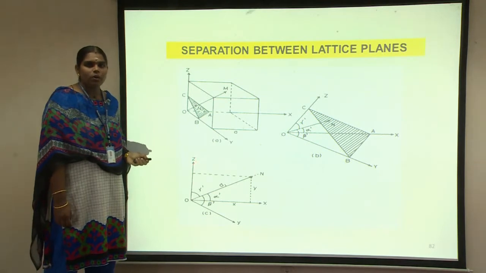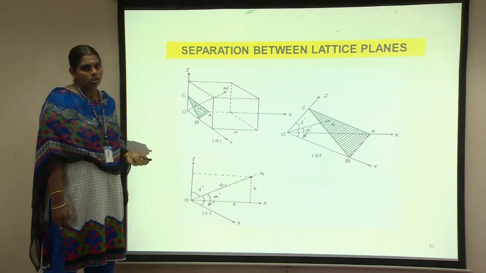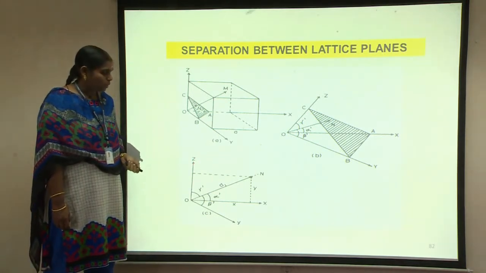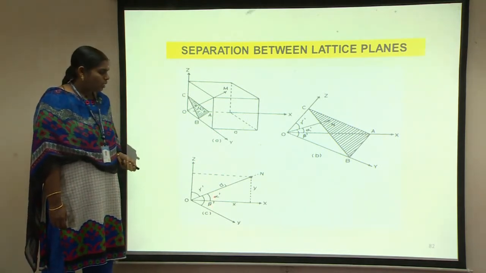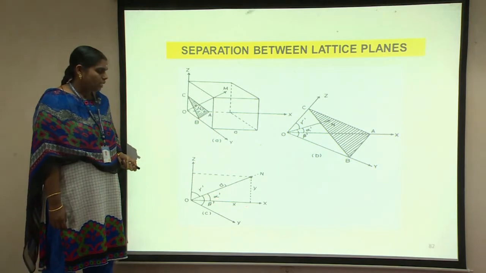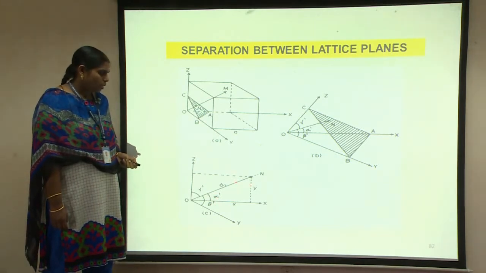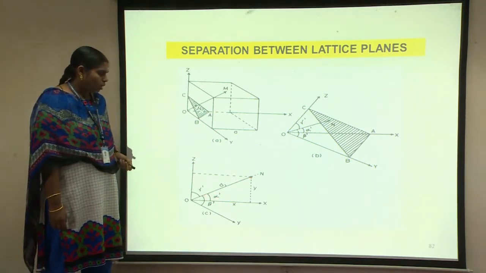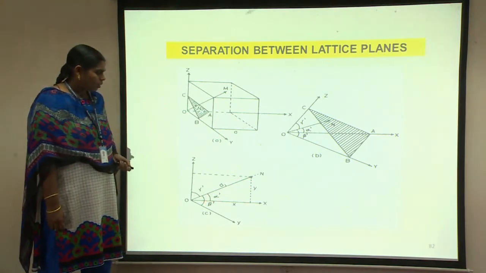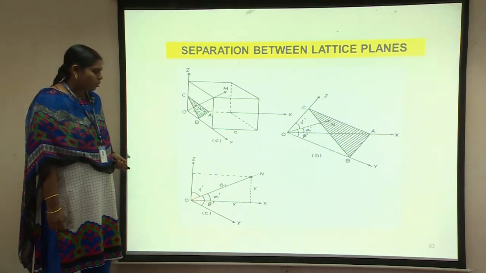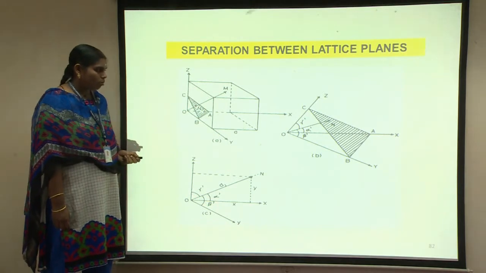From this diagram, we can understand what cos alpha dash, cos beta dash and cos gamma dash are. Here cos alpha dash is going to be adjacent by hypotenuse, that is, ON divided by OX. Cos beta dash is going to be once again ON divided by OY, and cos gamma dash is going to be ON divided by OZ.